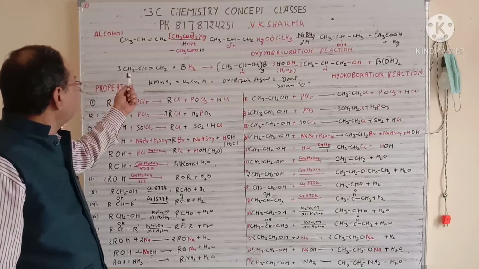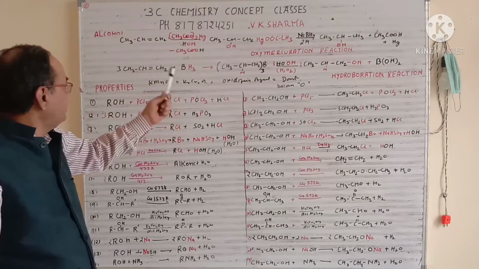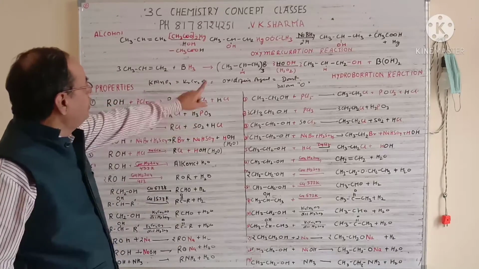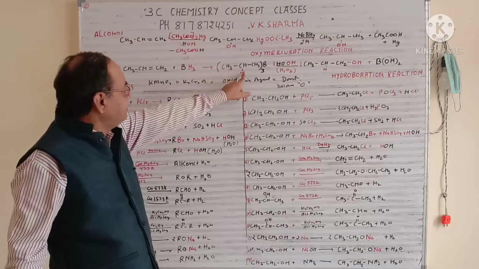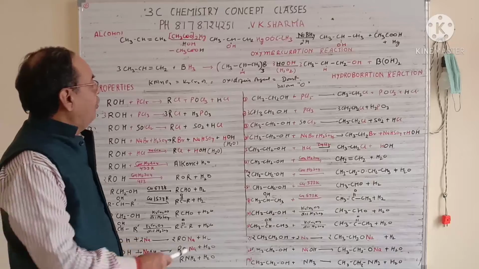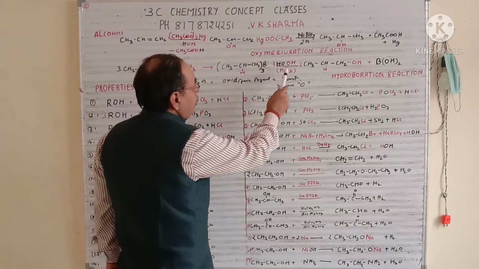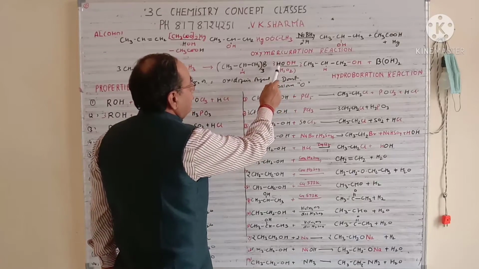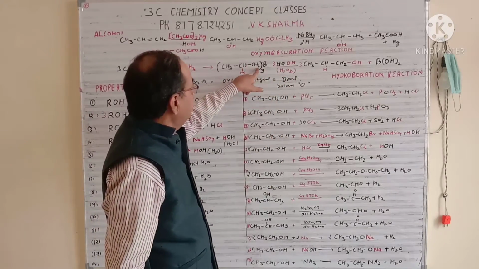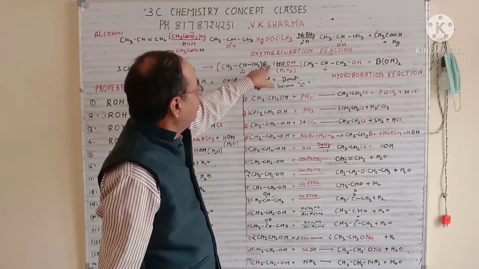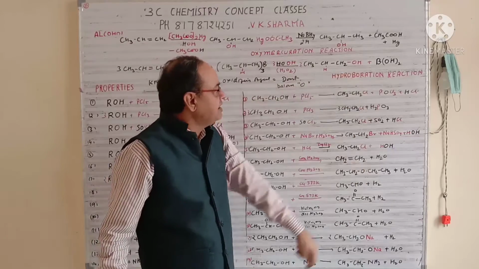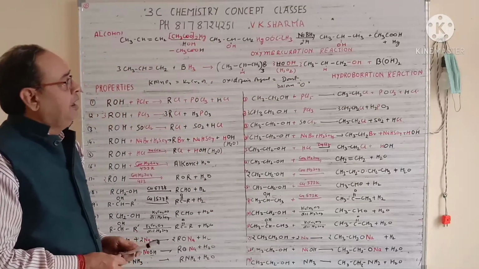Next reaction, we have thrice of CH3 CH double bond CH2, that is propene, plus BH3. So all these 3 H will come to this end, so that will give you (CH3CH2CH2)3B. Now when we react further with H2O2, that is peroxide, thrice of HOH I have written in this way. So 3 OH will come to this and 3 OH will go with the boron. So you will get thrice of propanol plus B(OH)3, and this reaction is known as the hydroboration reaction.